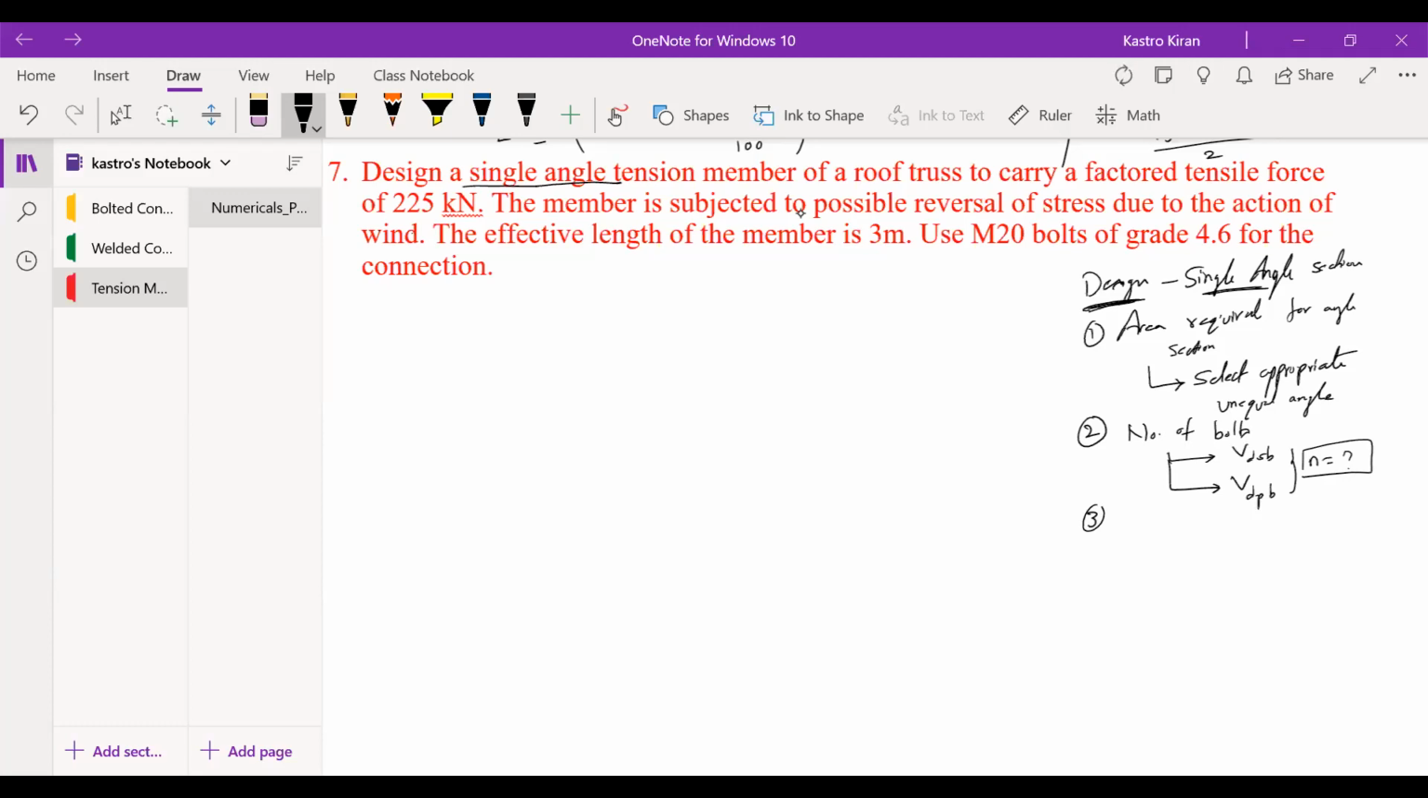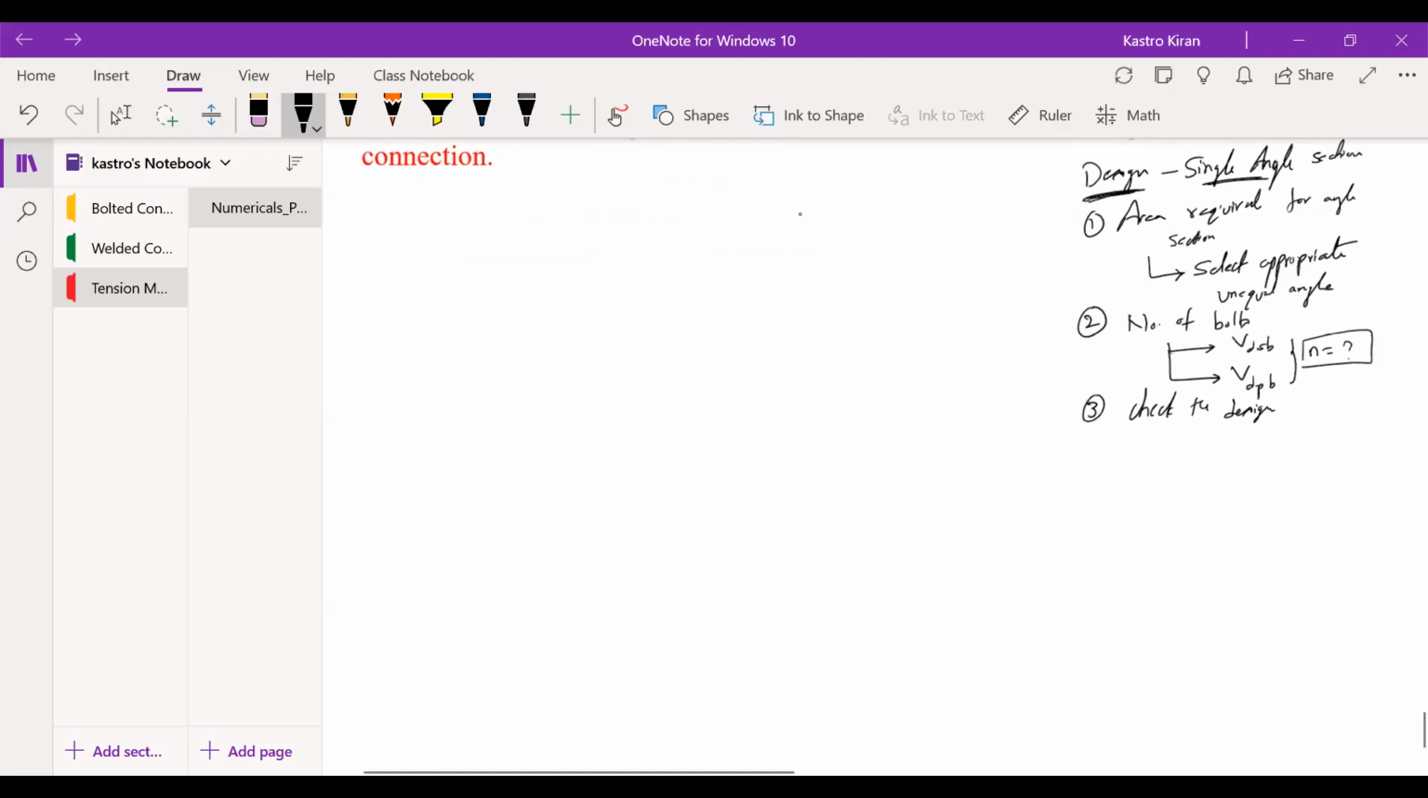And the third step is you are going to check the design. How will you check the design? It is based on three parameters. The first parameter is TDG, second parameter is TDN, and the third parameter is TDB. And out of all these three, the least will become the value of design tensile strength.